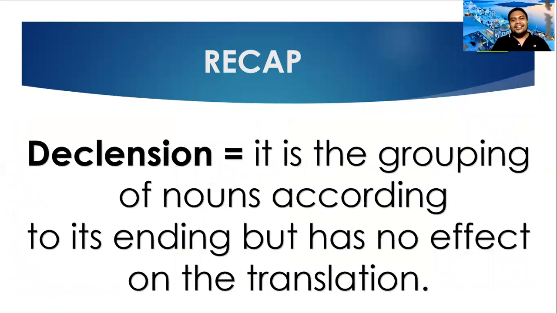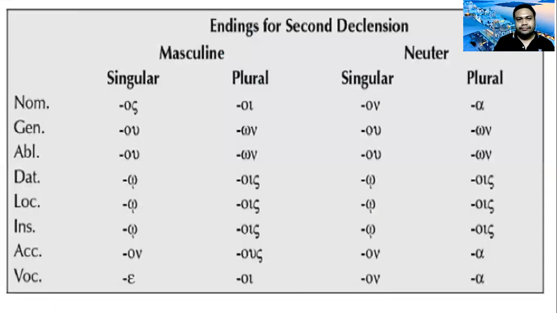Let's take a look at the declension. It is the grouping of nouns according to its ending, but has no effect on the translation. So the changing of the nouns according to its ending, that is called declension.